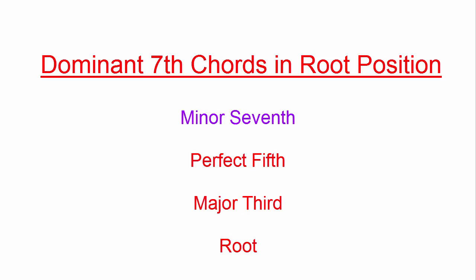Just like a major triad, it includes a root, a note that is a major third above that root, and a note that is a perfect fifth above that root. However, a dominant 7th chord also specifically has a note that is a minor seventh up from the root. A dominant 7th chord sounds like this.